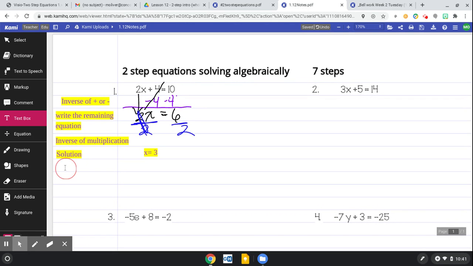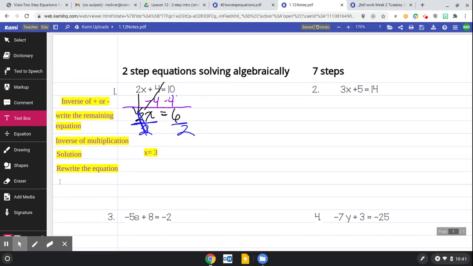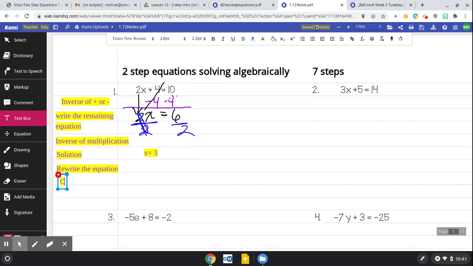And then we always rewrite the equation again. But remember, we are replacing the variable x with our 3. And then we actually check our work. Check for true statement. That is what we're trying to do. So there is all of your steps in a little nutshell.